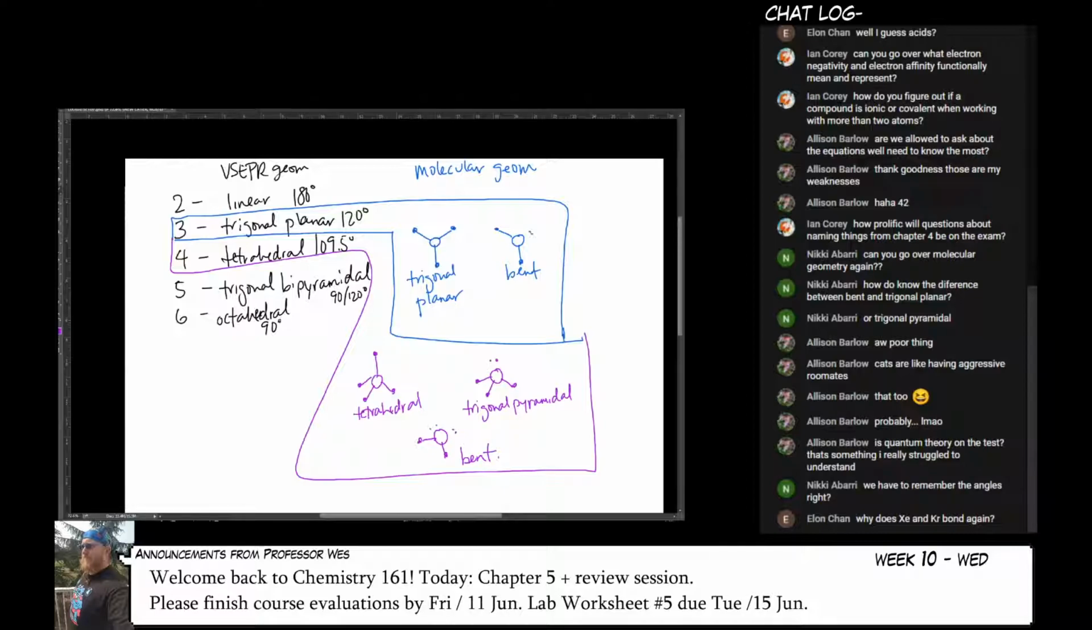Why do xenon and krypton make bonds? Because they can. That's really all there is to it. The deeper reason is they have low ionization energy relative to the electron affinity of things like fluorine. So fluorine is willing to make bonds with them.